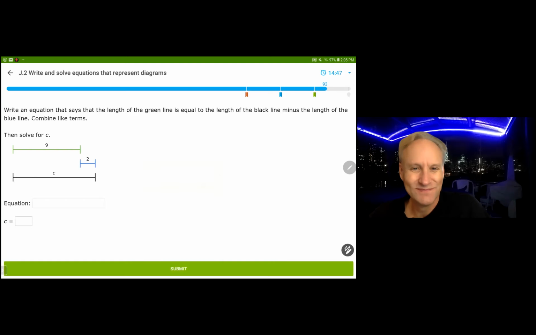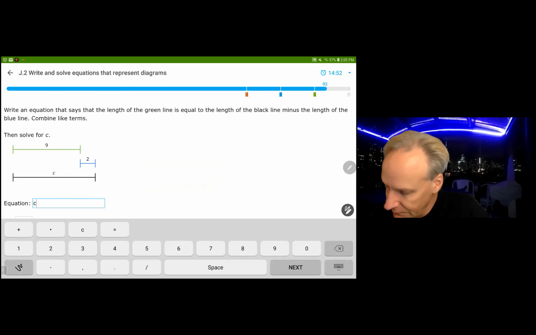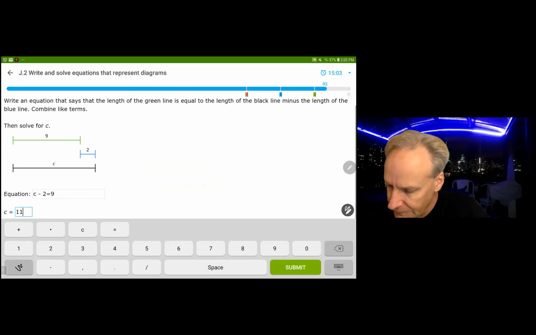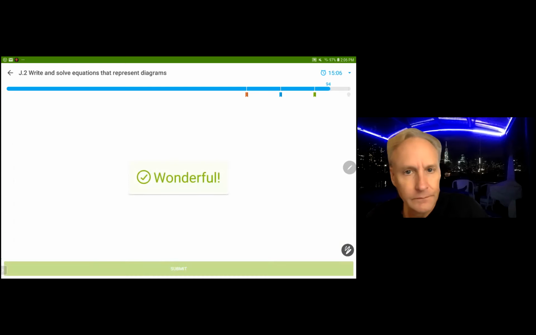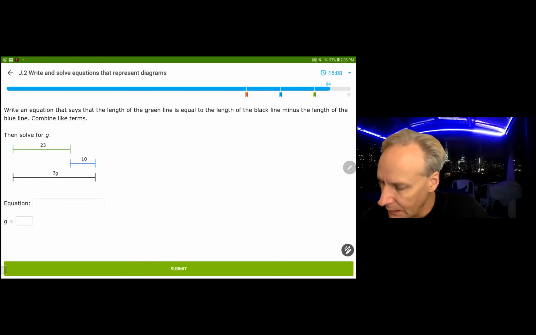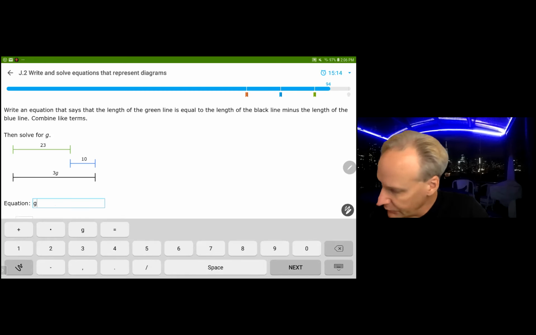Not done yet. This one is C minus 2 equals 9. And of course, that's 11. C is equal to 11. And 3G, oh, this one's better. 3G minus 10 is equal to 23, it looks like. And when we solve that, we get 11.